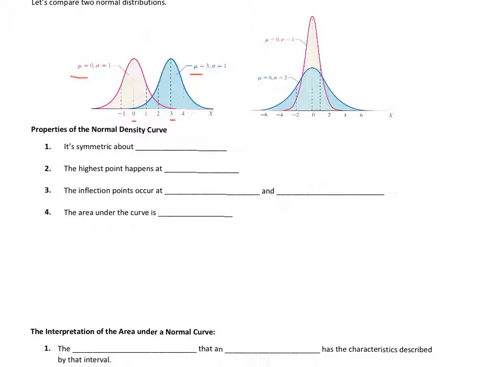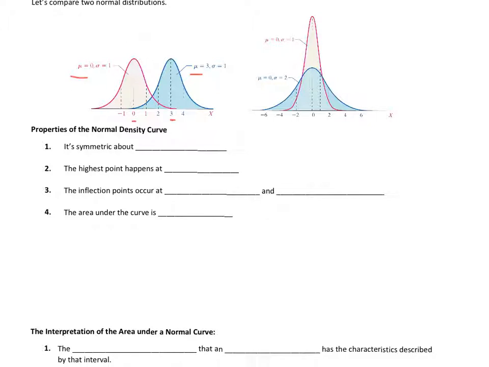Okay, so while this graph with sigma equals 1 is more narrow, remember the area under the curve still has to be 1. So to compensate for the narrow length, to make the area 1, we have to be taller. When the standard deviation is 2, we have a wider base, but because the area has to be 1, it's going to be shorter.